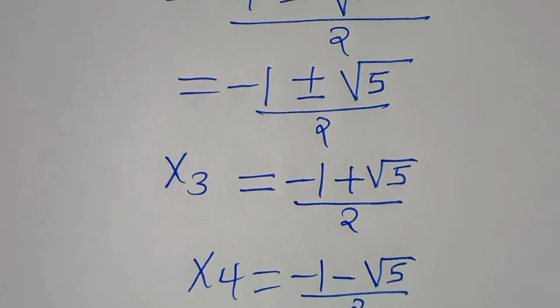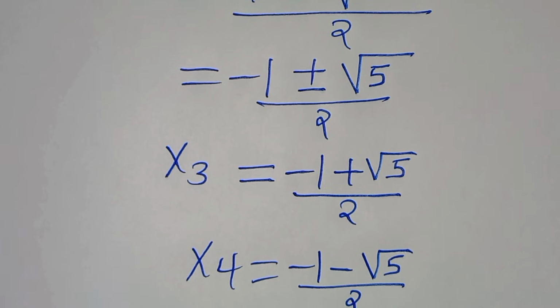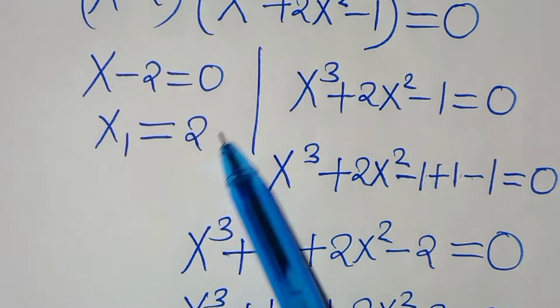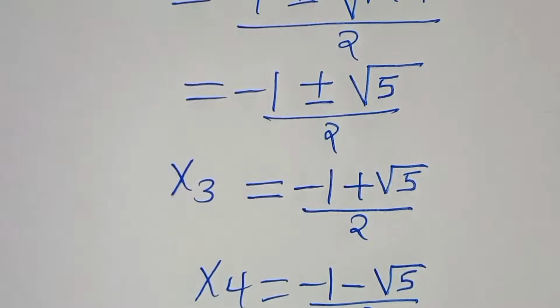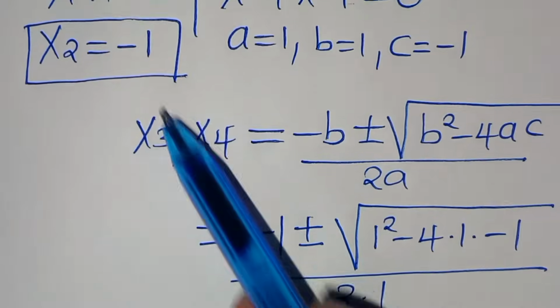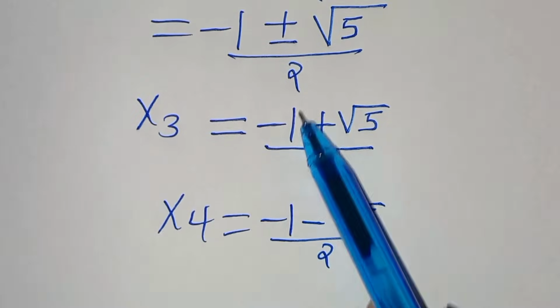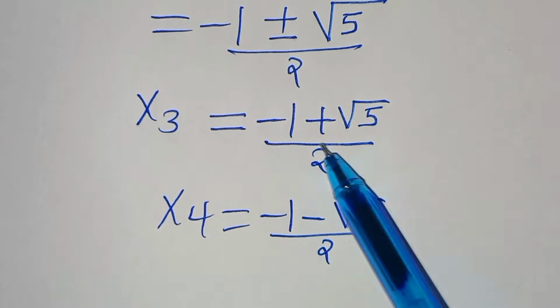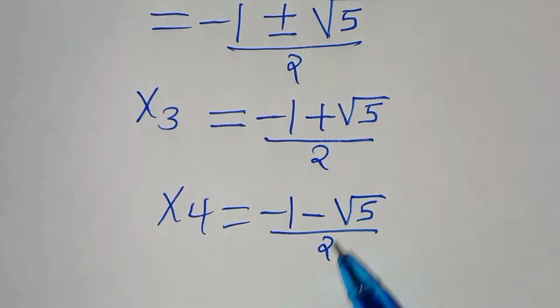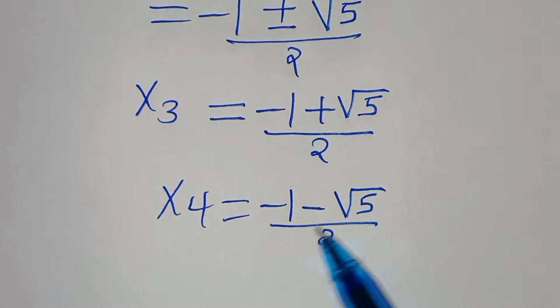So we have 4 solutions here. We have x1 is equal to 2, x2 is minus 1, x3 is minus 1 plus square root of 5 over 2, and x4 is minus 1 minus square root of 5 over 2.